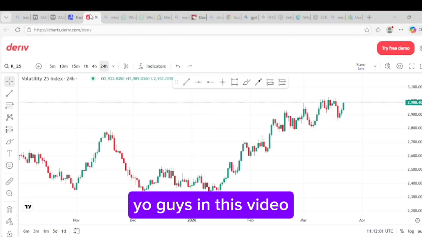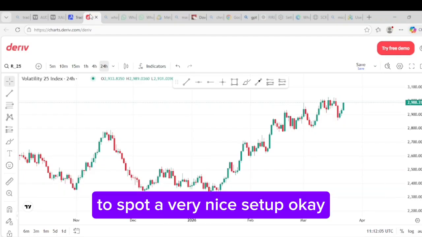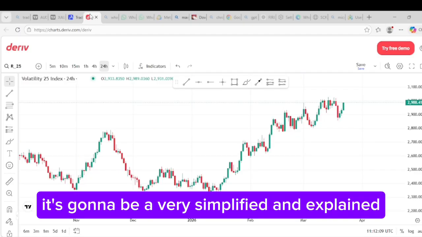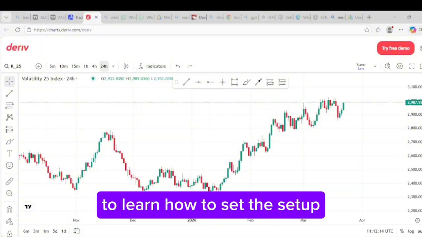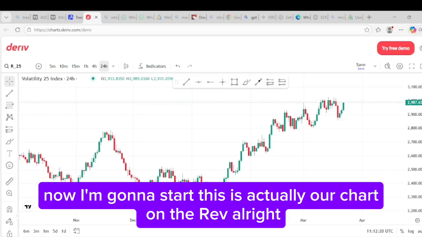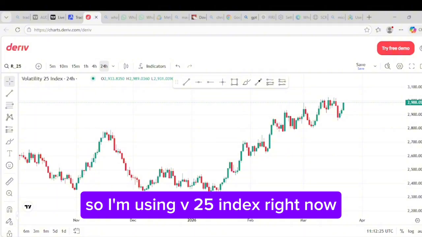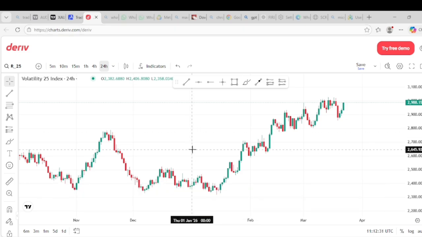Yo guys, in this video I'm going to show you exactly what you need to do to spot a very nice setup. It's going to be a very simplified and explained tutorial that you need to learn how to spot a very nice setup. Now I'm going to start. This is our chart on the rave. I'm using the V25 index right now, and I'm going to show you exactly what I see before I take the market.